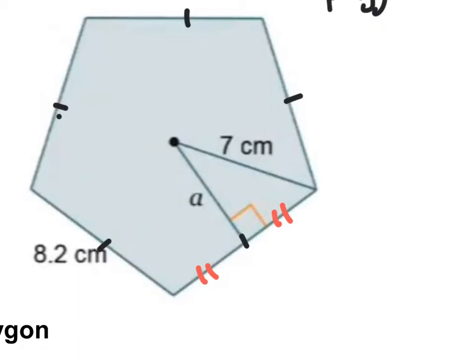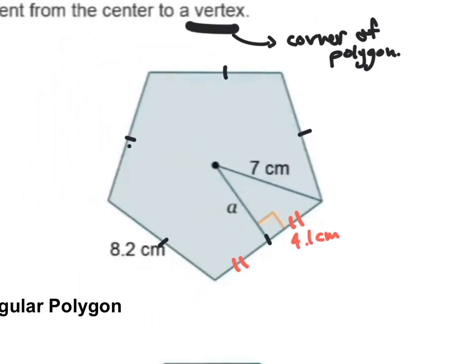And so what I know is that if the whole thing is 8.2, then this distance here is just going to be 4.1 centimeters, okay? Then we have a right triangle here, and I can figure out the length of the apothem by using the Pythagorean theorem, okay? So I'm going to do this, all right?